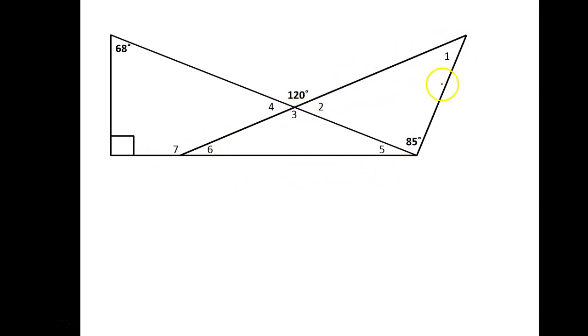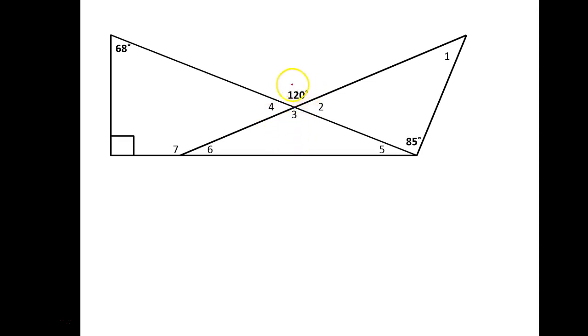Angle 2, angle 1, and this 85-degree angle. These are all triangles, and no matter how you separate them, the sum of the angle measures in each triangle is going to be 180 degrees. We have more than enough information. We could start in so many different ways.